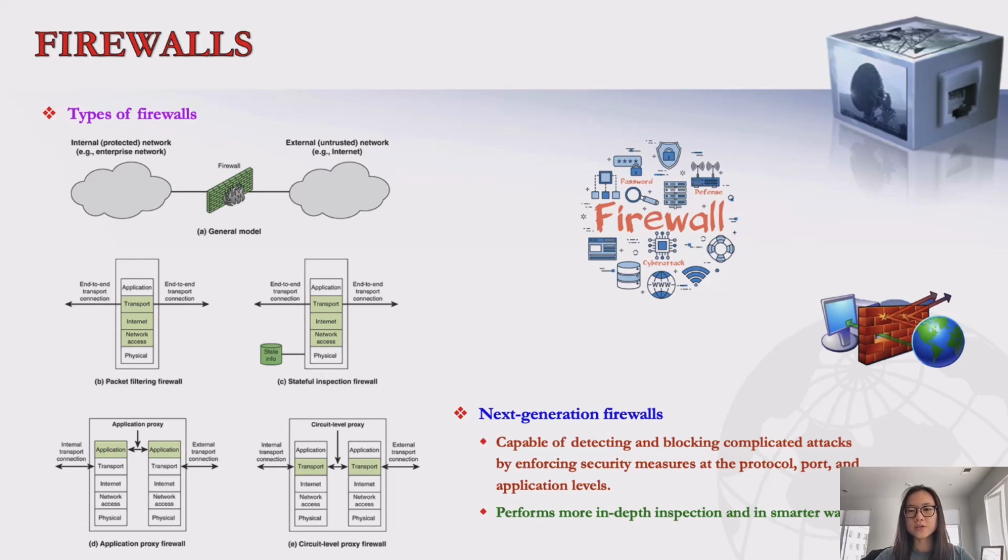Finally, the next generation firewalls, which are implemented in either software or hardware, are capable of detecting and blocking complicated attacks by enforcing security measures at the protocol, port, and application levels. The difference between a standard firewall and the next generation firewall is that the next generation firewall performs more in-depth inspection and in smarter ways. Next generation firewalls also provide additional features such as Active Directory inspection support and secure sockets layer inspection.